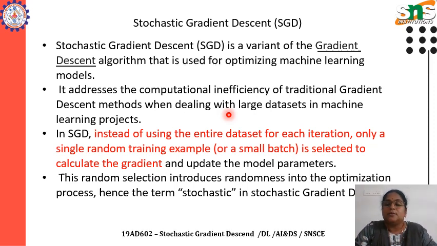So instead of considering a very large or entire dataset, you consider only a small portion of it. This random selection introduces randomness in the optimization process, hence the name stochastic gradient descent.